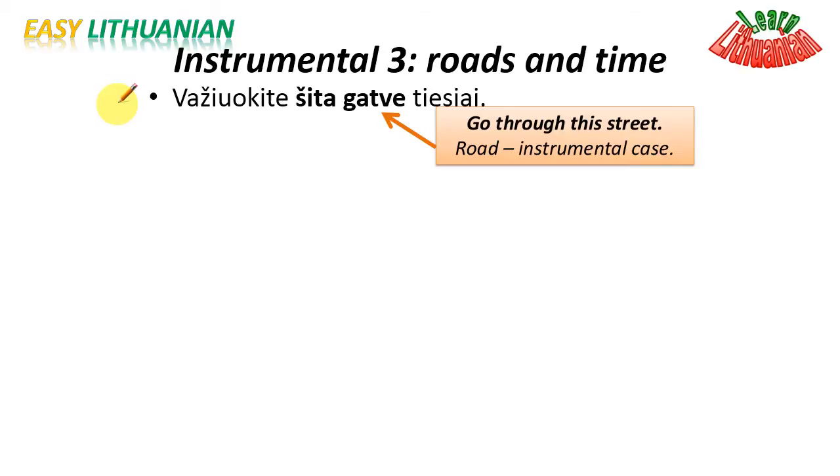Instrumental is used. Aš skridau ir dangumi. I also flew through the sky. I was in the sky. So again, we use instrumental to show roads, to show that you move along something. So to move along the street, to move on earth, to walk on earth, to fly through the sky, and so on. We use it with roads and so on.